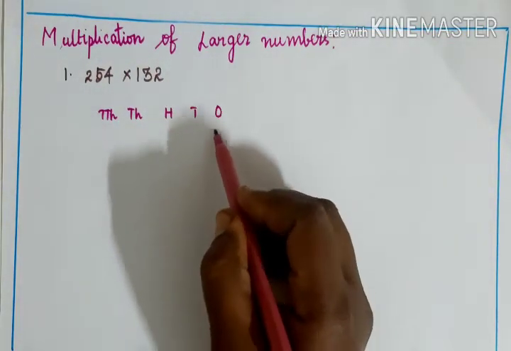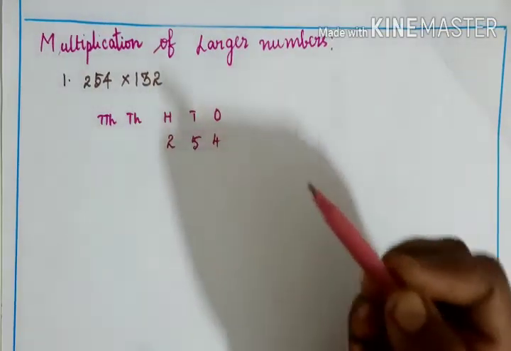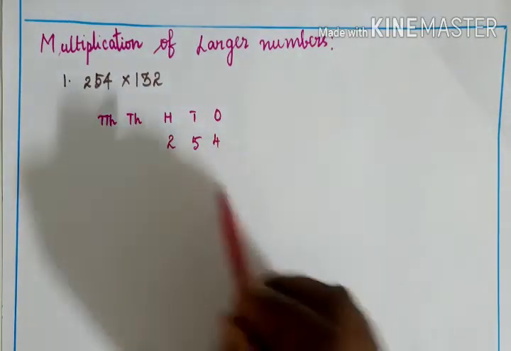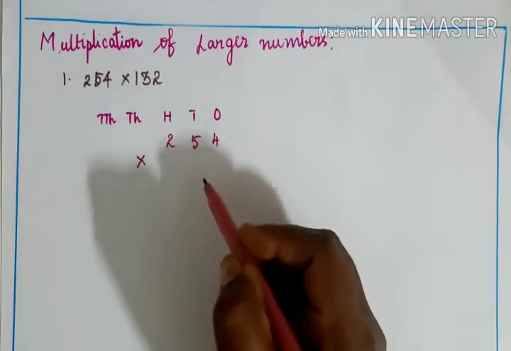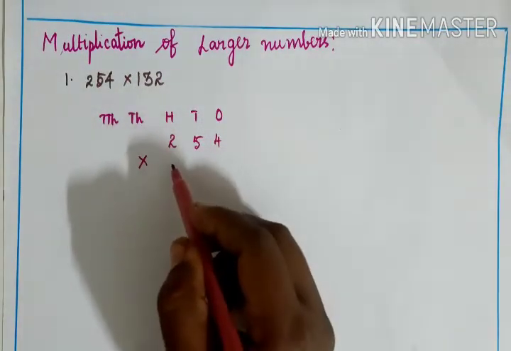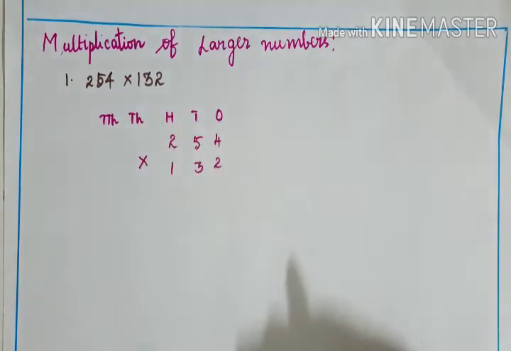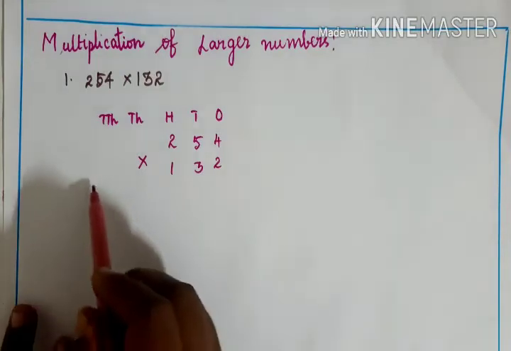So 4, 5, 2. 254 is the multiplicand. Followed by that, you are going to write the multiplier. What is the multiplier? 132. 2, 3, 1. Now we are going to multiply.